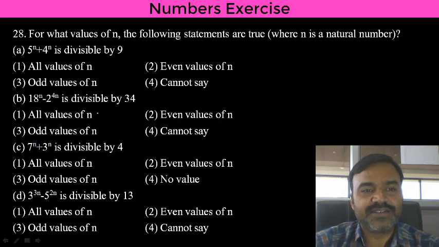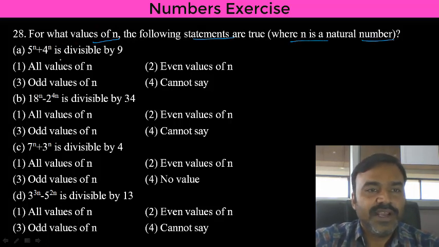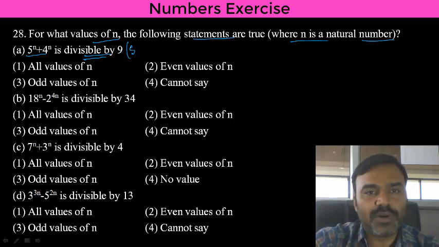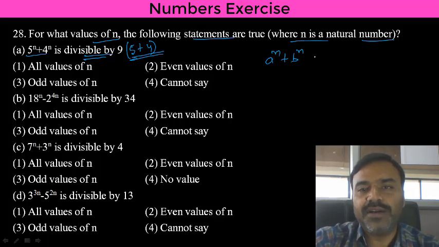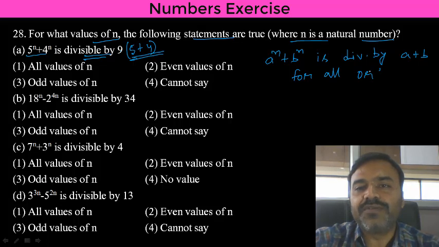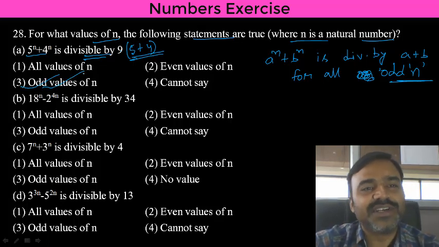Now the 28th question. This is a very interesting one, a very important question also. For what values of n are the following statements true, where n is a natural number? A: 5 raised to n plus 4 raised to n is divisible by 9. Now this 9 is actually 5 plus 4. If you remember a very simple rule, a raised to n plus b raised to n is divisible by a plus b for all odd values of n. If you just remember that, then this question is direct. Odd values of n, third option is the correct one.